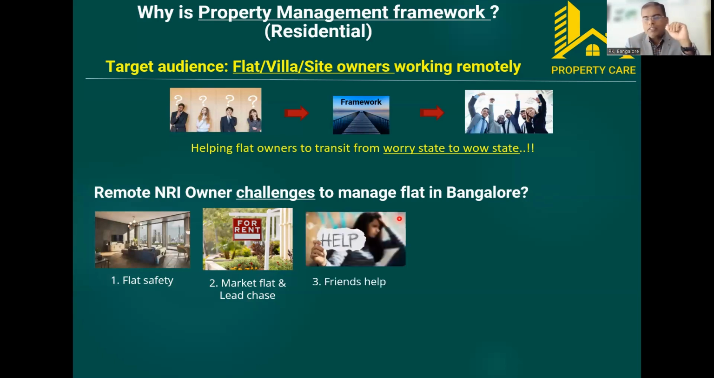So the third one is friends' help. Generally, if a tenant is coming to see at 12 o'clock, what the owner does currently, a few of my customers are doing it, that is why I'm trying to explain this. They call somebody in the society, a temporary helper, or friends, or a neighbor, who has the key. They tell the neighbor to open the flat and show it. So this is not the right professional way to do it.